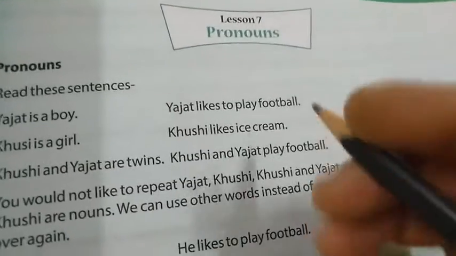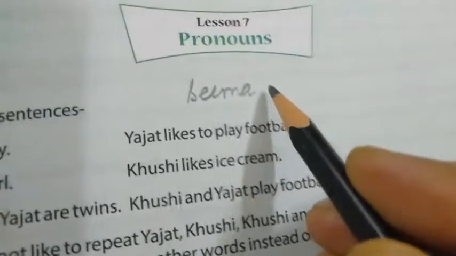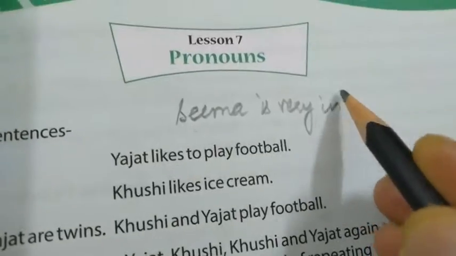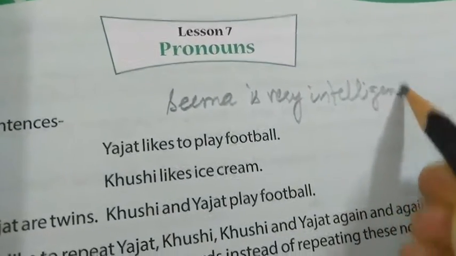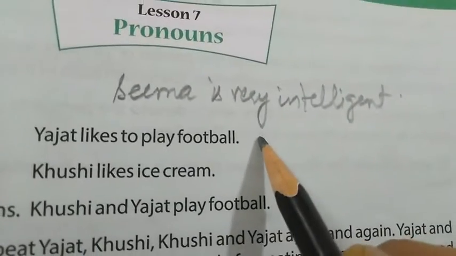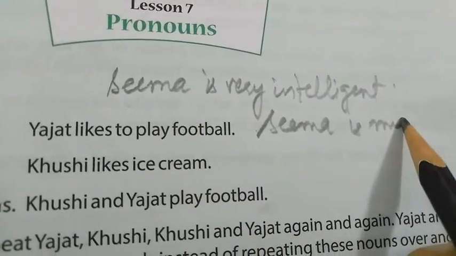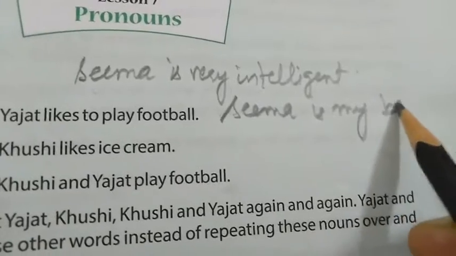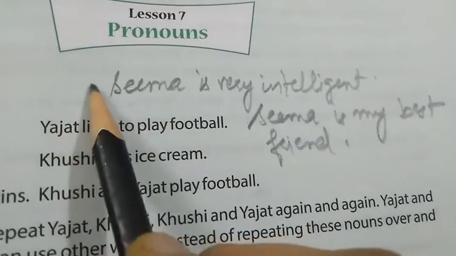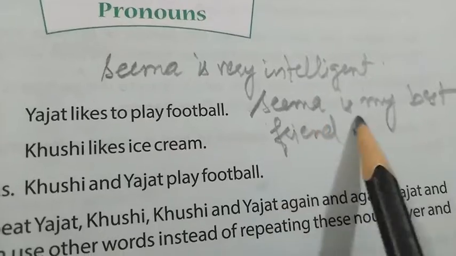Let's take one example here. If I say, Seema is very intelligent, okay, then again if I talk about Seema, Seema is my best friend. Okay, so Seema is very intelligent. Then again I am talking about Seema is my best friend.